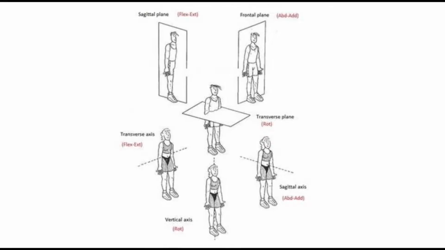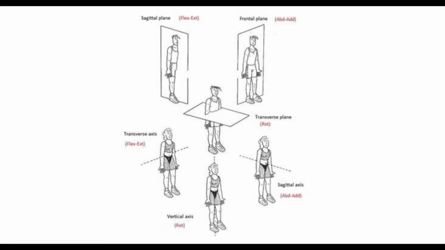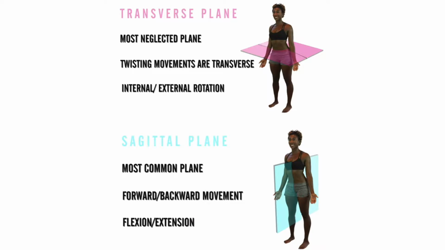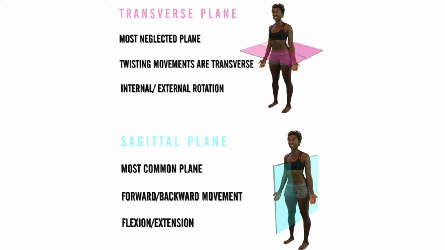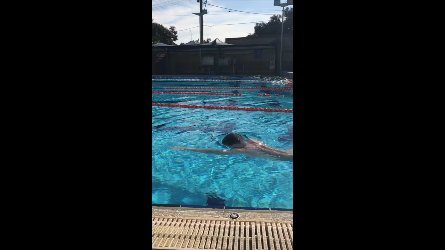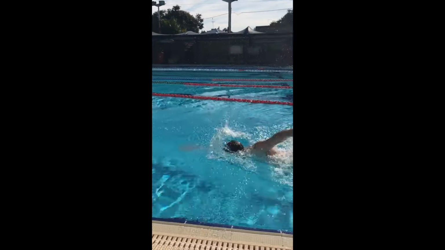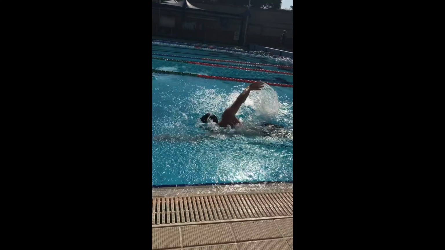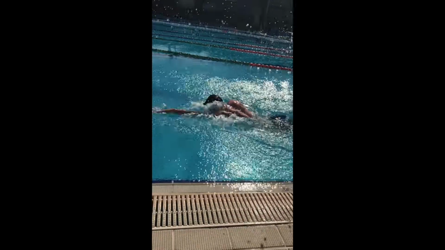All movements that occur throughout the human body can be described in terms of planes and axes of motion. Within the recovery phase of the freestyle stroke, action occurs within the transverse and sagittal planes, with movements taking place along the anterior-posterior and longitudinal axes. At the conclusion of the pull-through, when the swimmer's arm is leaving the water and entering the recovery phase, the shoulder is flexed, posterior to the body, moving within the sagittal plane.